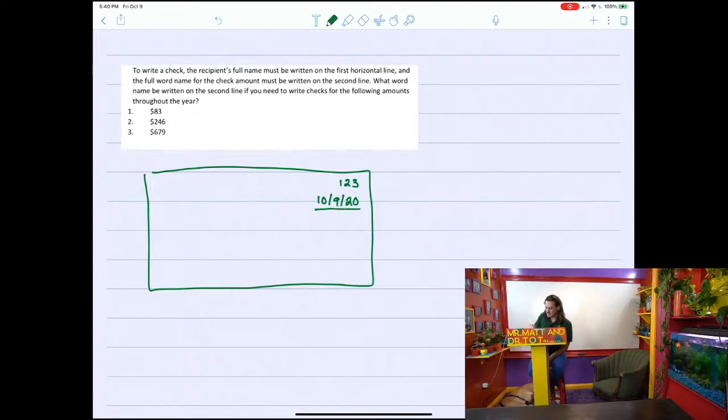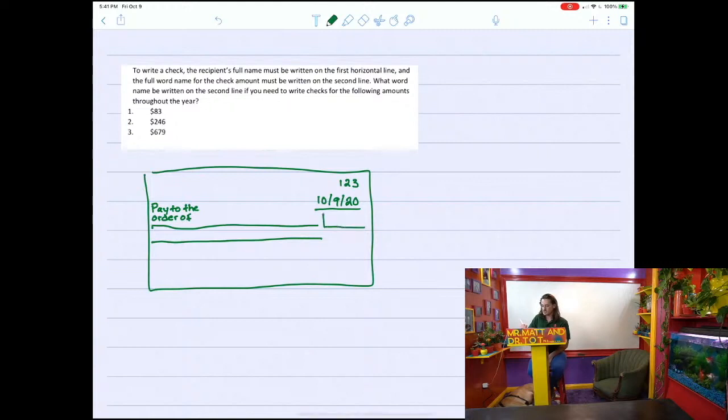Then you'd have this little line that says pay to the order of. And that's the first horizontal line where you're going to write out the recipient's name. And then in the second line, they usually don't have a label, but that's where you write out the amount. There's a safety guard in checks that you write out the amount both in a number. So let's say I was going to write a check for $53. I would put 53.00, and let's say I'm going to write it to myself, Mr. Matt.